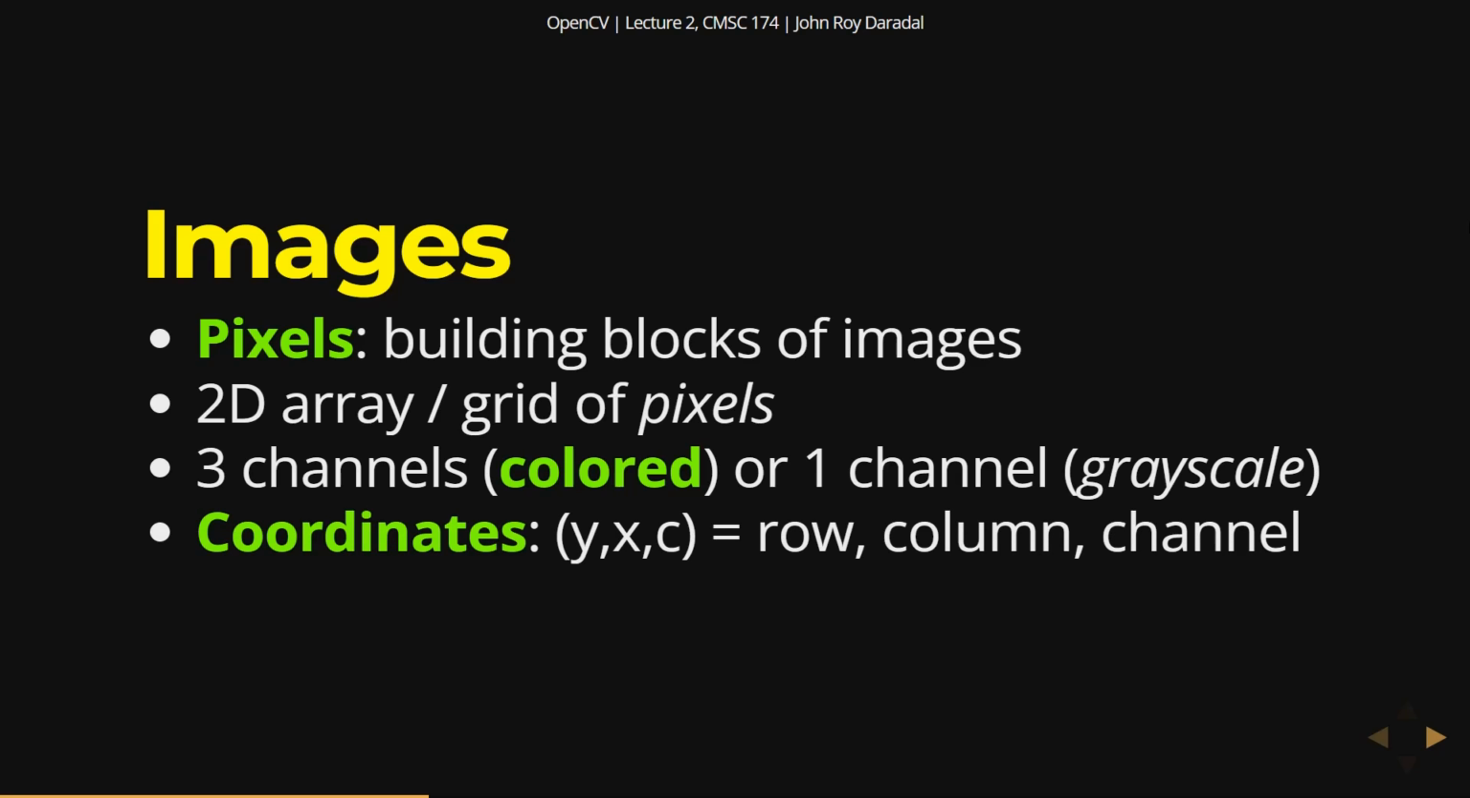And to access the coordinates, the coordinate system of the image looks like this. So you have y, x, and then c. So y and x, those are the coordinates of the pixel. So that would be the row and the column of the pixel. And then c would be the channel. So whether it's on the first, second, or third channel, whether it's in the red, green, or blue channel.